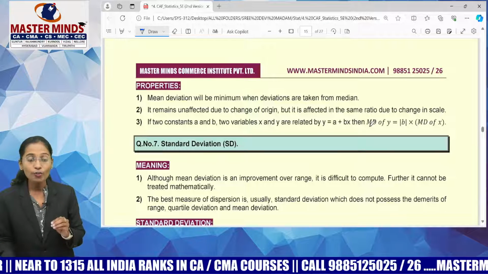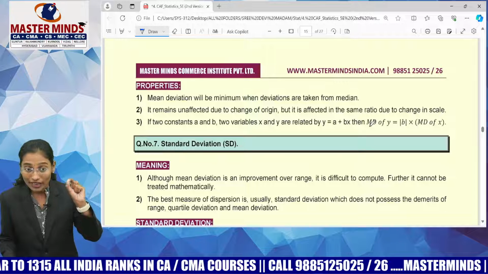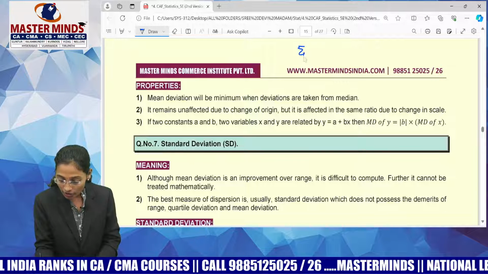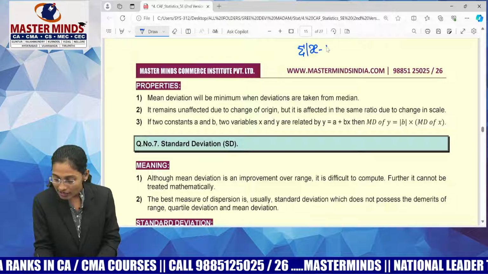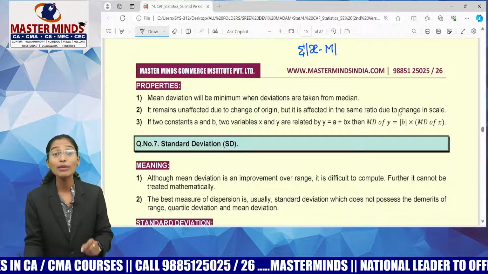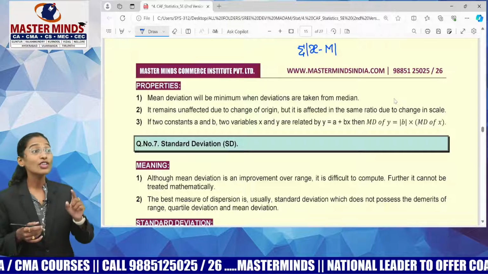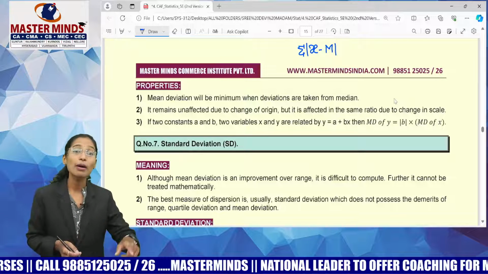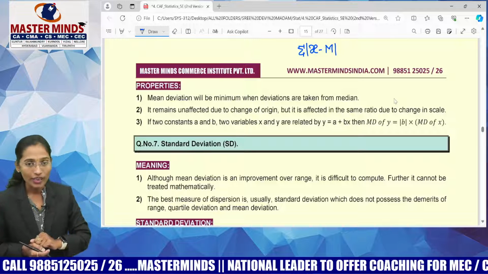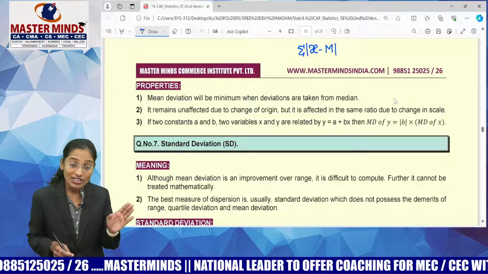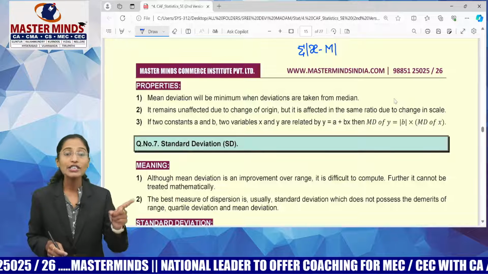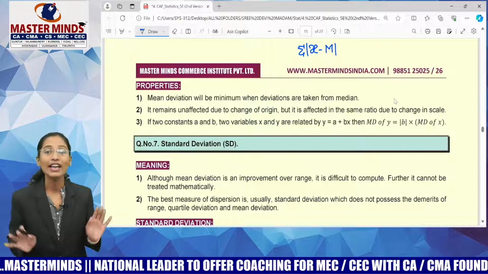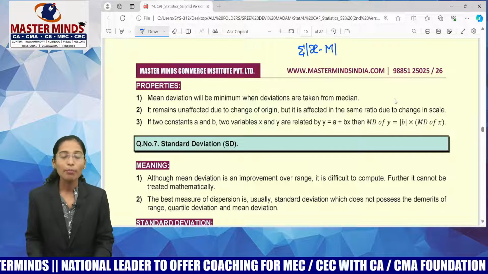As I already told you, mean deviation will be least if the deviations are taken from median, because we have a property that sum of absolute deviations from median is minimum. So if you take the average as median, then mean deviation will be minimum compared to mean and mode. Next, mean deviation is unaffected due to origin, but it is affected due to scale. Okay, it's not even affected due to sign. And that is all about mean deviation.